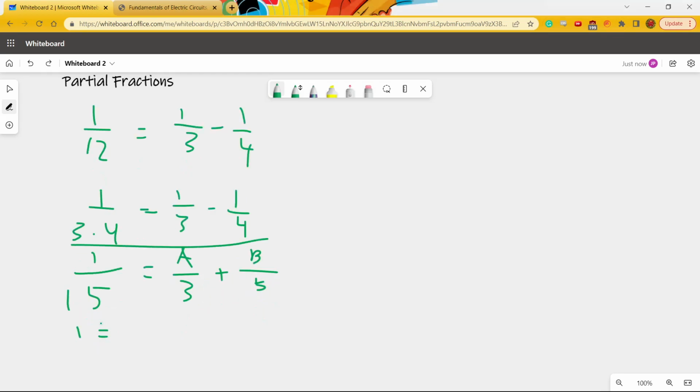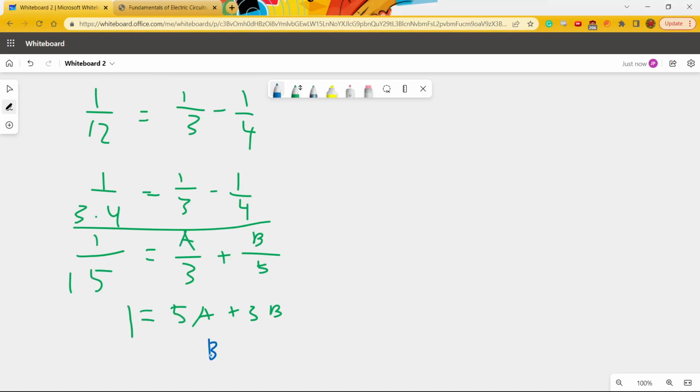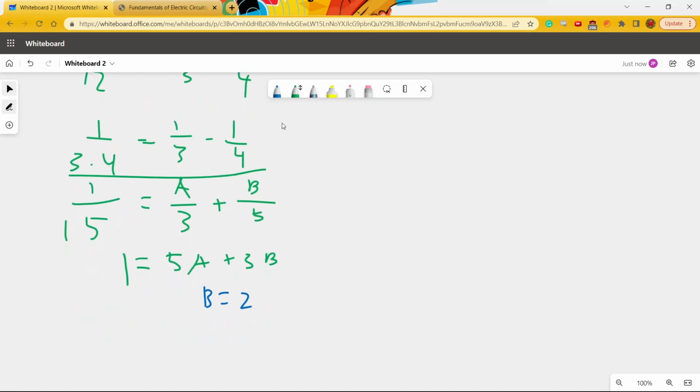We could multiply both sides of this equation by 15 to get 5a plus 3b on the right, which means that 5a plus 3b simply needs to equal 1. If b were equal to 2, then this would be negative 5 equals 5a, because we subtract 6. And then we get a equals negative 1. So we can rewrite this as 2/5 minus 1/3. And 2/5 minus 1/3, we say, is equal to 1/15.